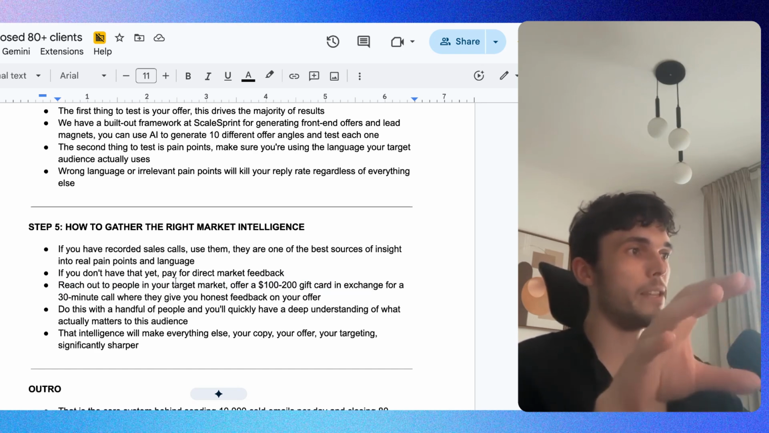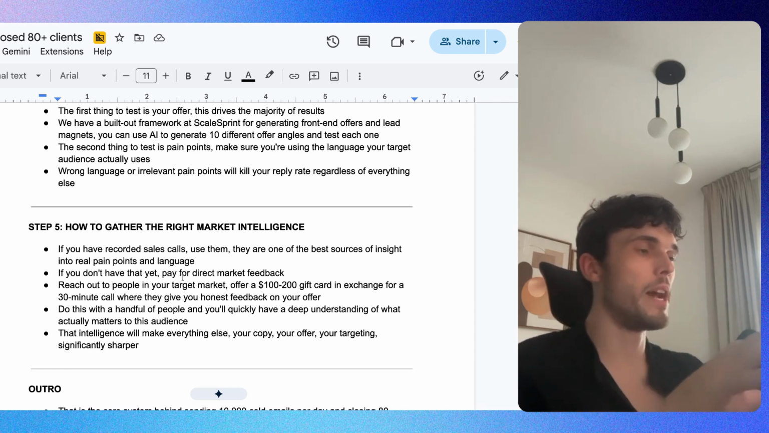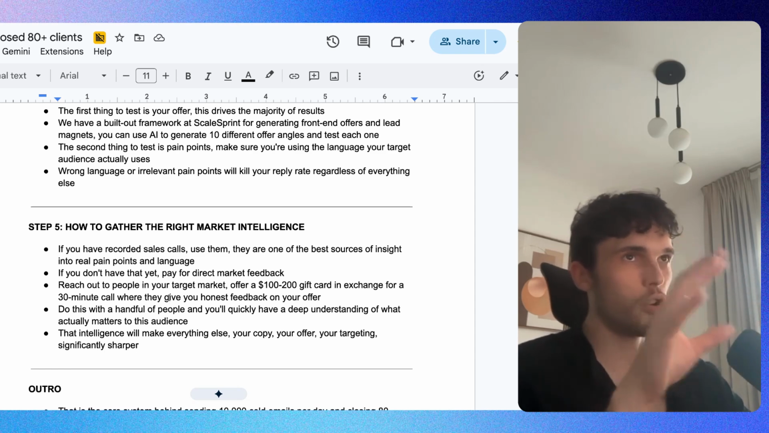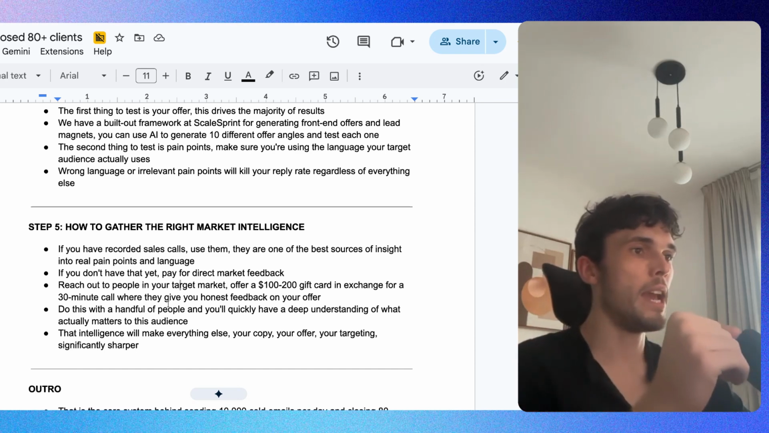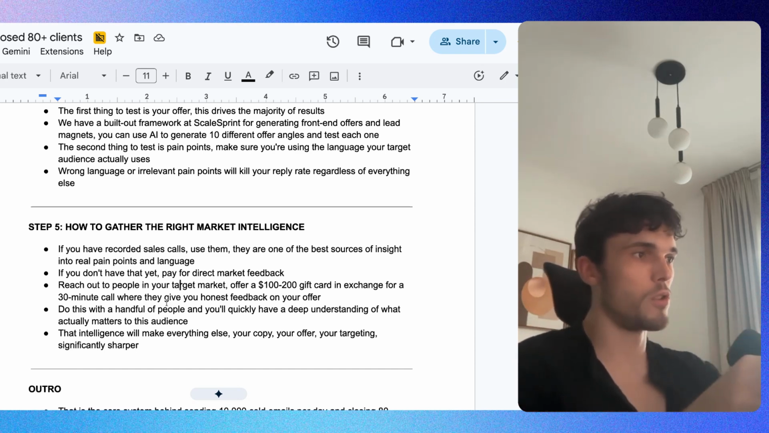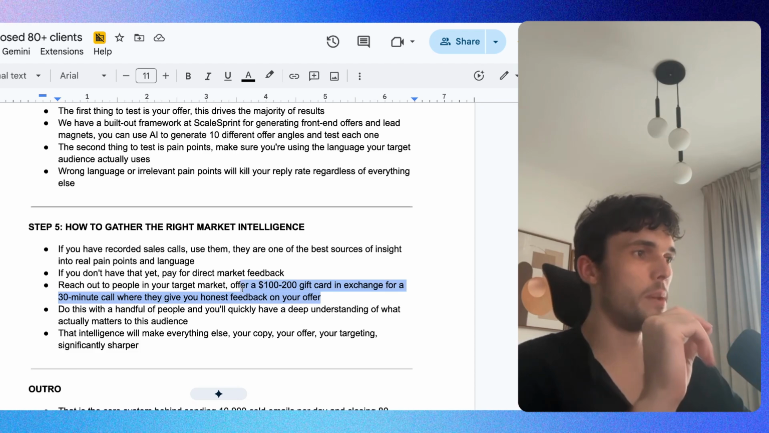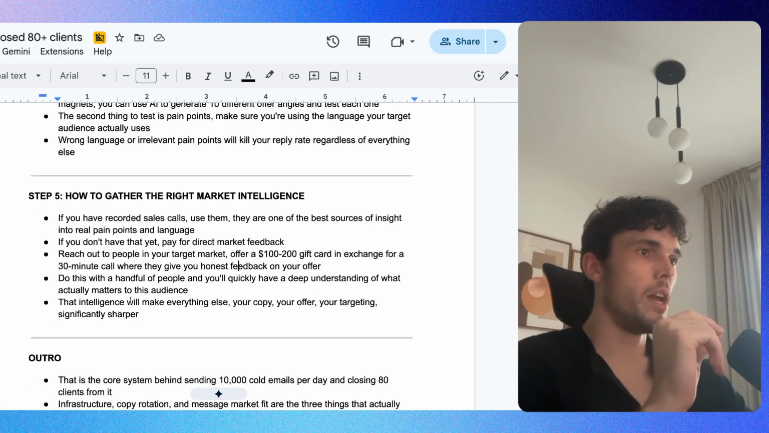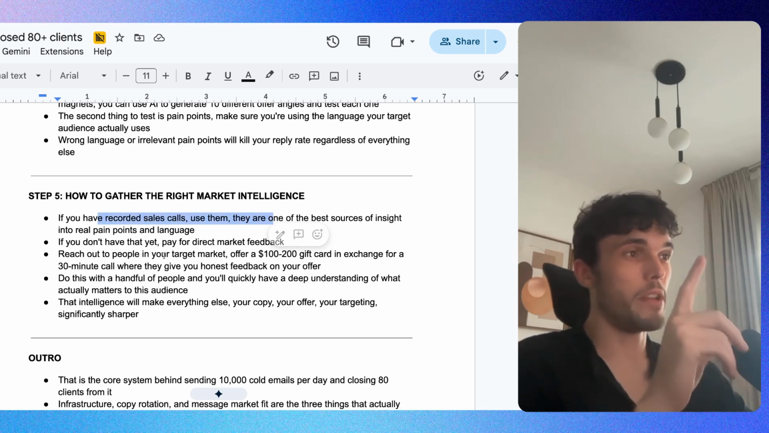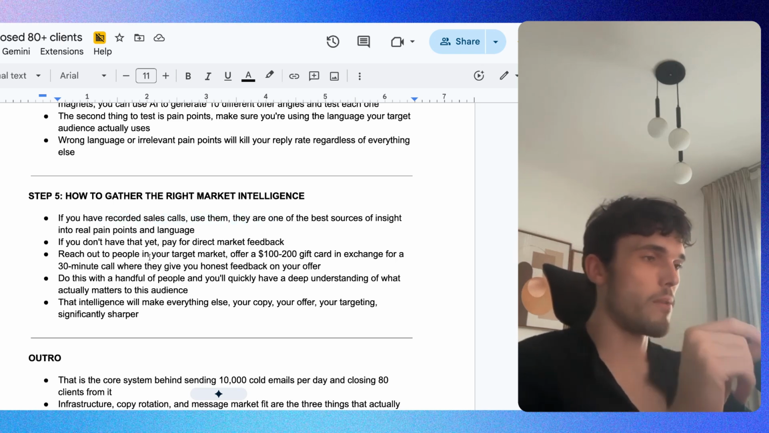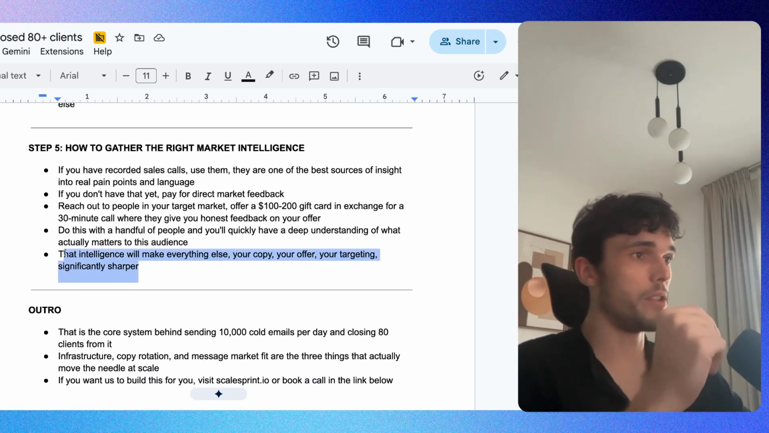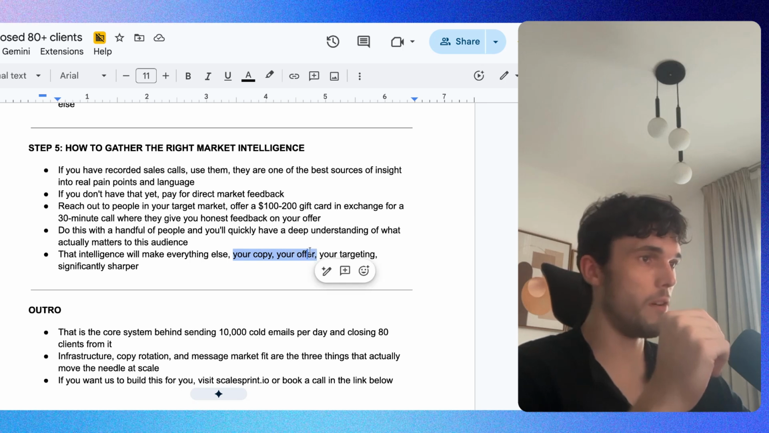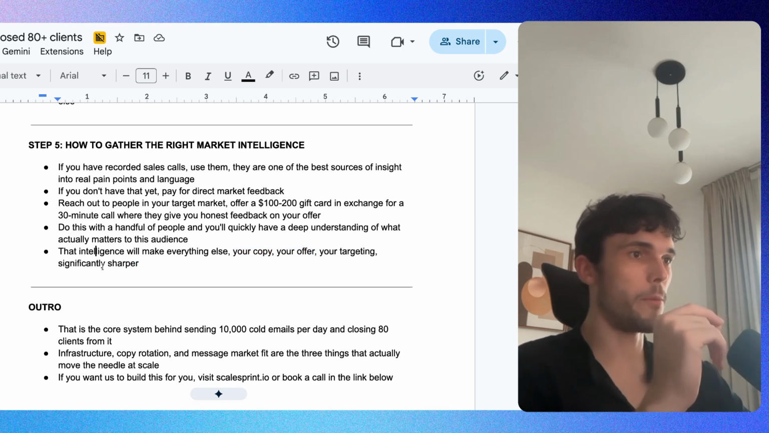And you have to think about it in this way. If you can pay 5 people to do that, maybe you're going to pay $1,000 for that, but you're going to have so much direct market feedback that you can now tie into your overall messaging for your company. And you're going to be able to sell so much easier to cold traffic because you've done that. So this is something I highly recommend, especially if you don't have any recorded sales calls and you don't have a large track record of sales. Again, this intelligence will make everything so much easier. Copy, offer, targeting, it's all going to be much sharper.